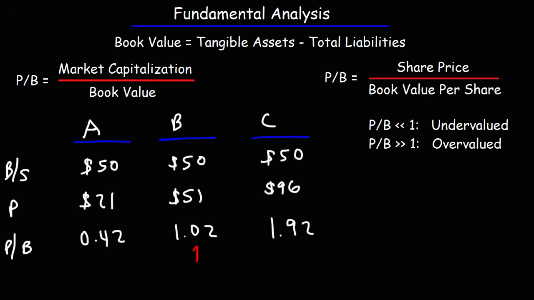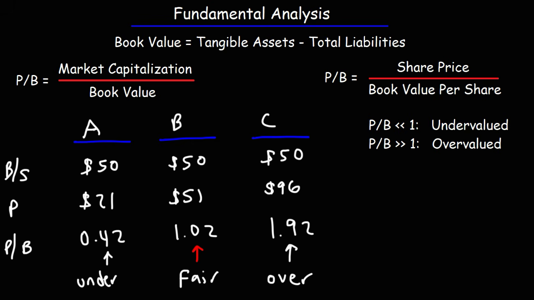Now, for Company B, the value is pretty much fair. The price to book ratio is about 1, which means that the market value of the company and the book value is almost the same. For Company A, this indicates that the company is undervalued. Because the PB ratio is low, that means that the book value exceeds the market cap or the market value of the company. Now for Company C, this indicates that it's relatively overvalued. That means that the market value of the company is greater than the book value.